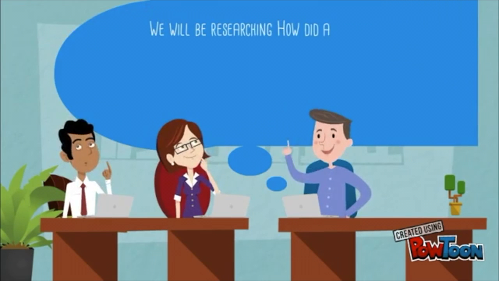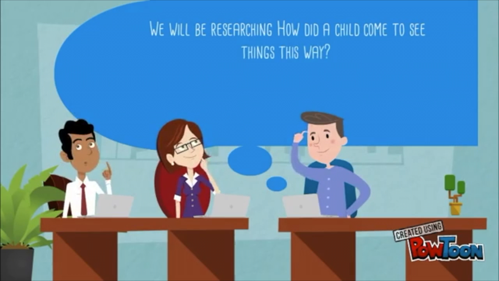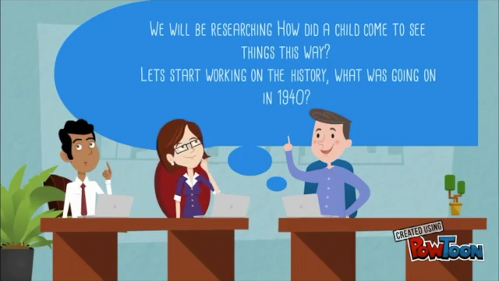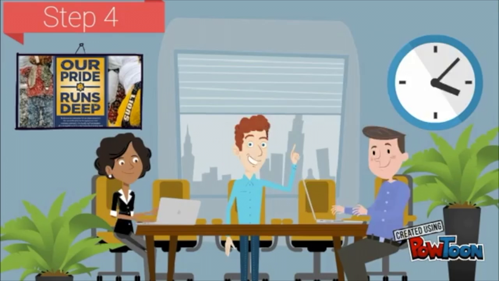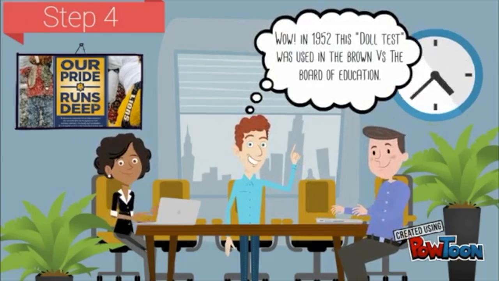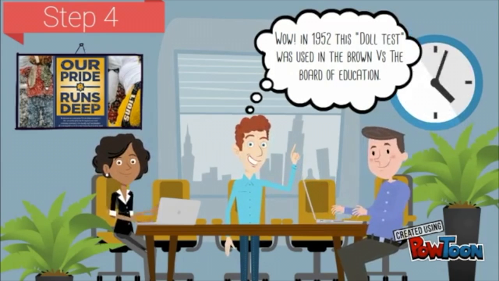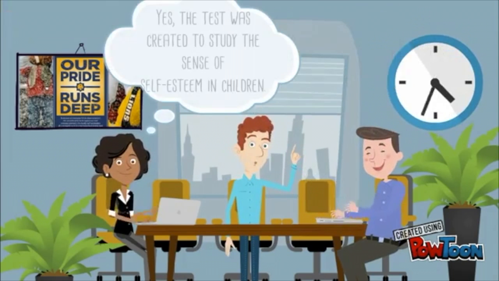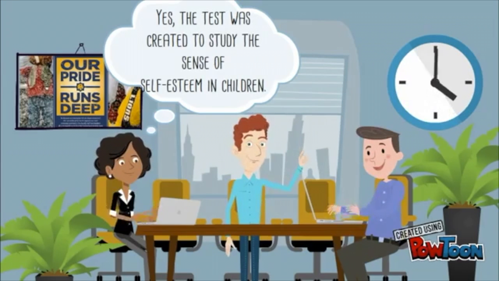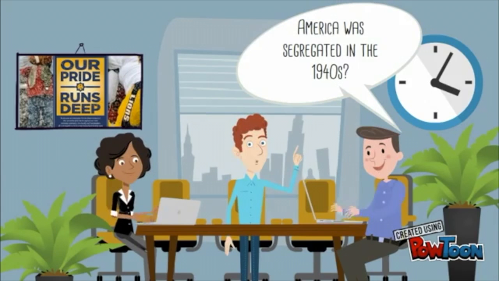We will be researching how a child came to see things this way. Let's start working on the history. What was going on in 1940? Wow, in 1952, this doll test was used in Brown versus the Board of Education. Yes, the test was created to study the sense of self-esteem in children. America was segregated in the 1940s?